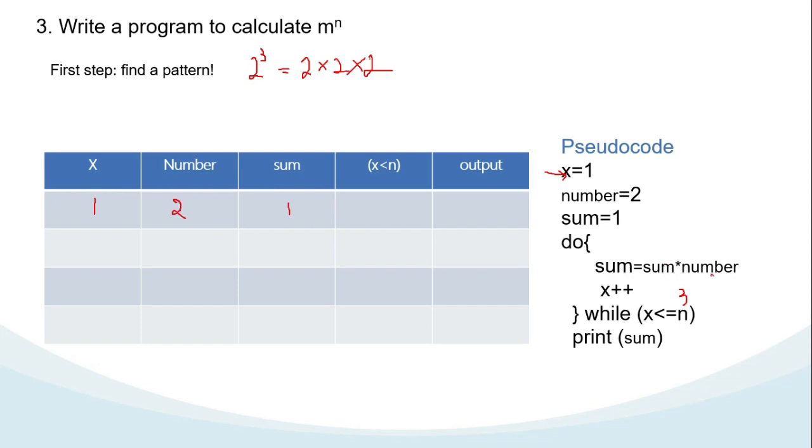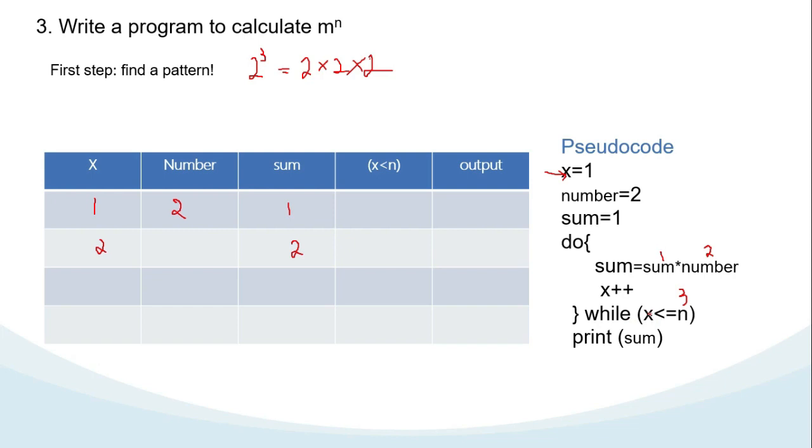Sum times number. Our sum is 1. Our number is 2. So the result is 2. We hold it under sum. So our sum now is 2. We read the next statement or code. We increase x by 1, so it becomes 2.